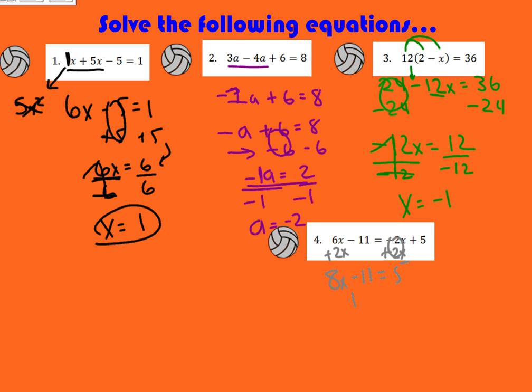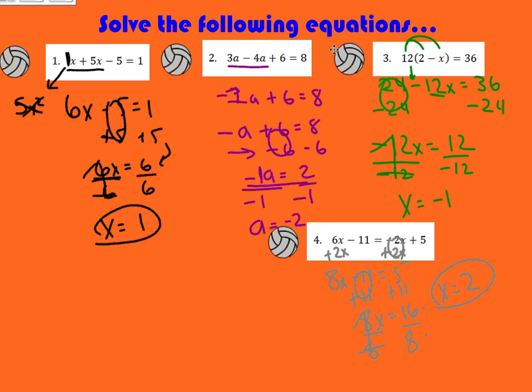So now I'm going to add 11. So 8x equals 16. That becomes 0. Divide by 8. Divide by 8. So that's going to be 1. So x is going to equal 16 over 8, better known as 2.